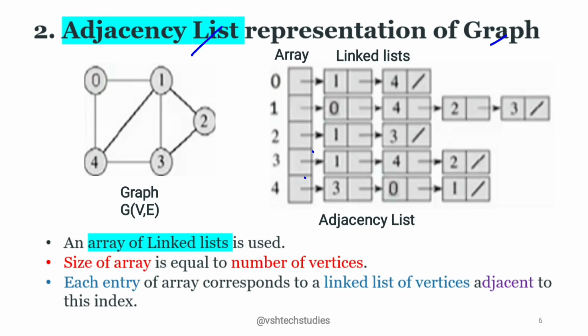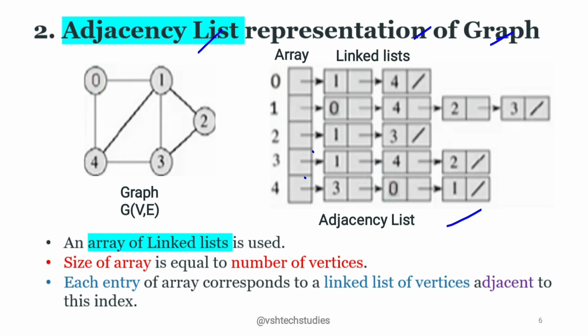Next we shall see what is meant by adjacency list representation of the graph. This is the given graph and this is the adjacency list representation for this graph. So this graph has 5 vertices 0, 1, 2, 3, 4 and 7 edges 1, 2, 3, 4, 5, 6, 7. 0, 1, 2, 3, 4 are the vertices.